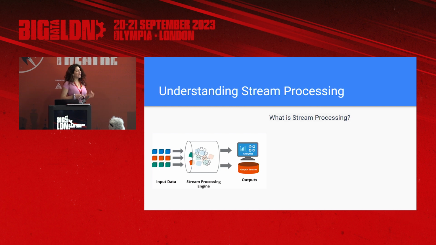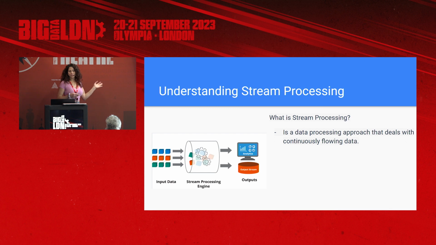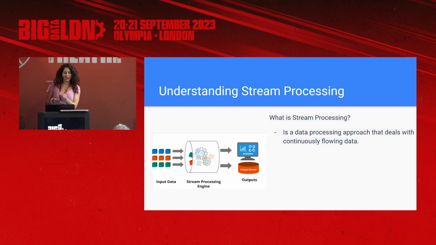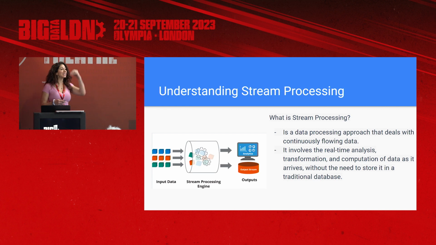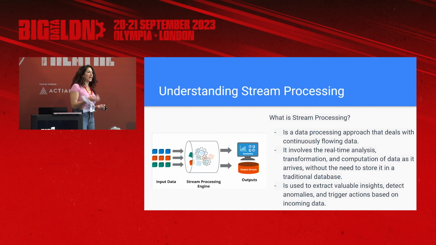Stream processing, as I mentioned before, is a data processing approach that deals with continuously flowing data and involves the ability to do real-time analysis, transformation, and computation on the data as it arrives into your systems, without the need to store it in a traditional database. You can extract valuable insights, detect anomalies, and trigger actions based on the data being as real-time as you want.